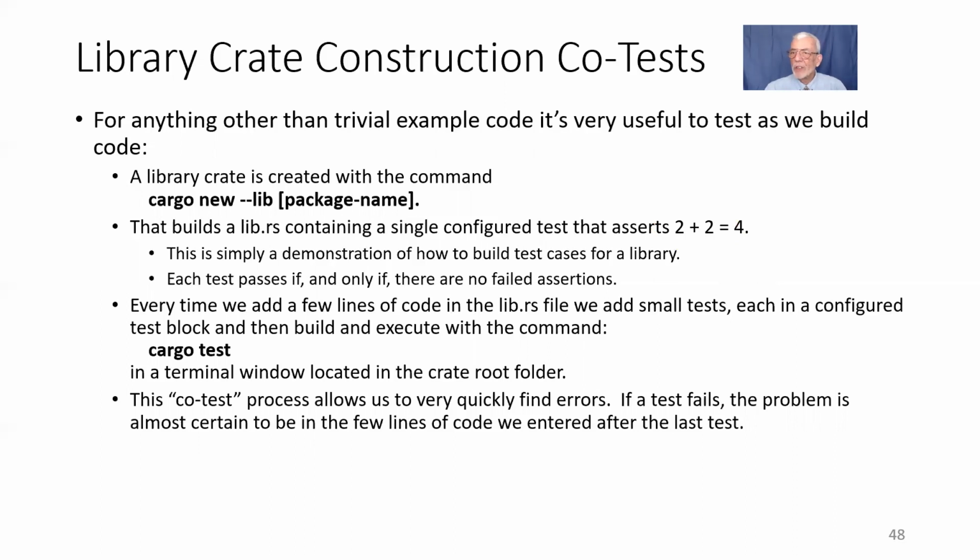So I add a little bit of code to my library. I write a test to check it out. I add a little more code to my library. I write a test to check it out. Really, really nice process. Each test passes if and only if there are no failed assertions. As long as it doesn't assert, the test passed by definition. So your tests are going to be a series of assert statements, and as long as the predicate is true, the test passed.